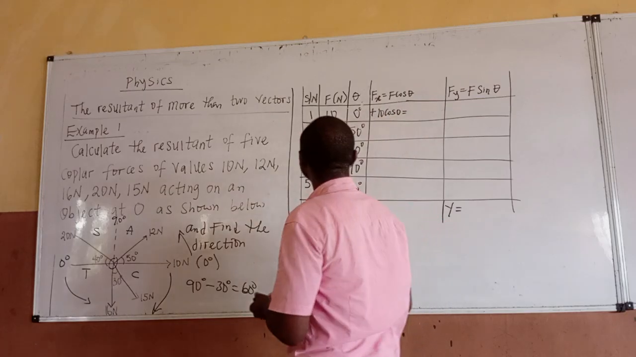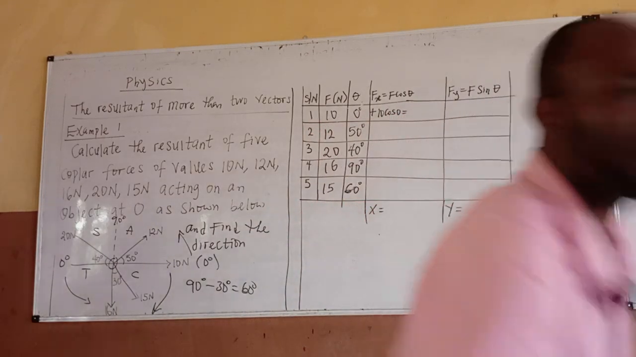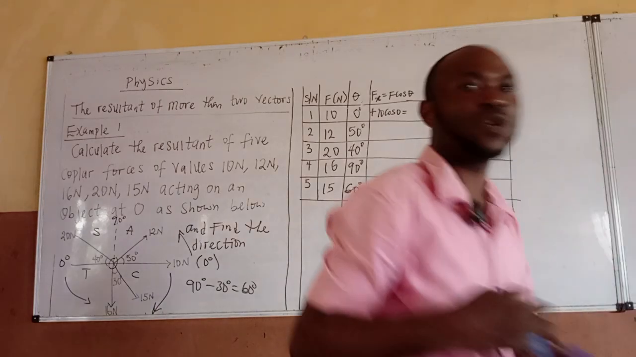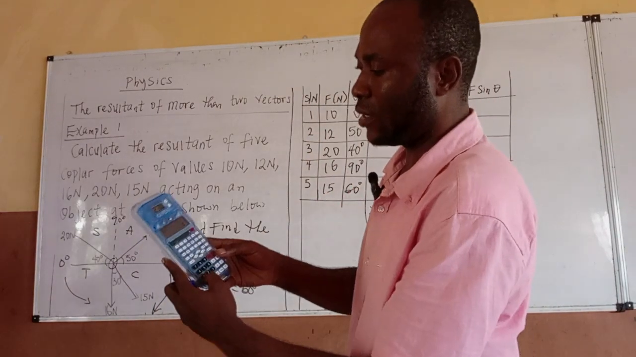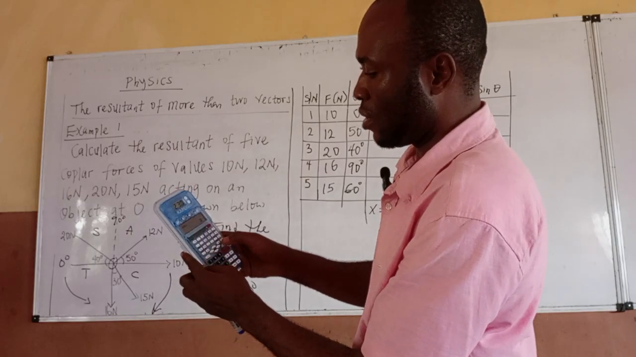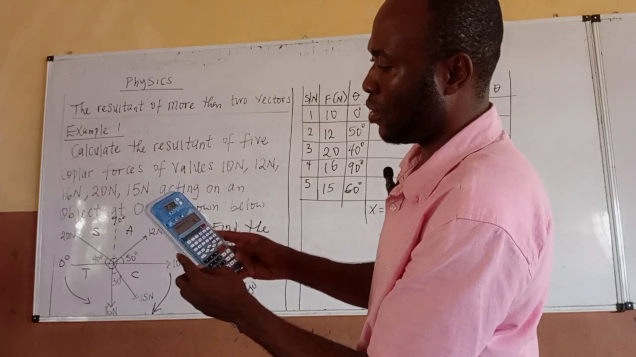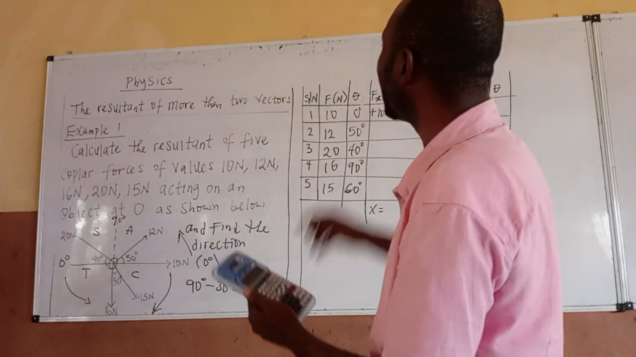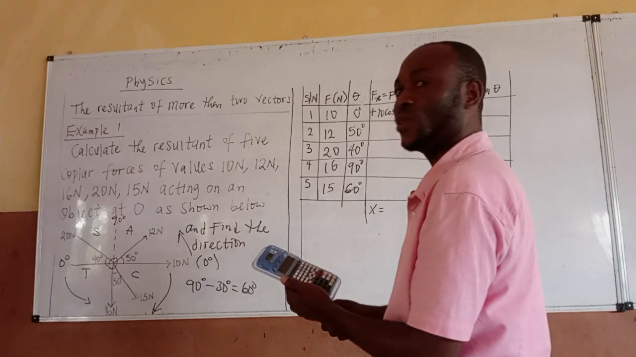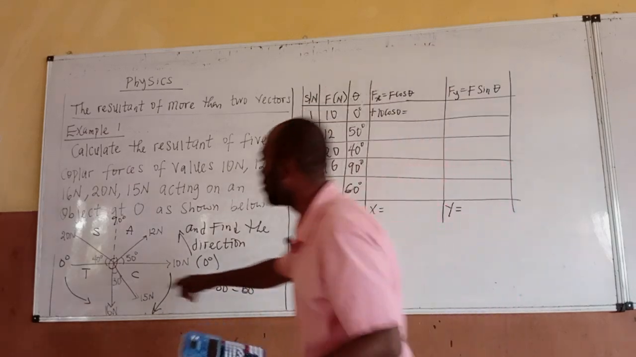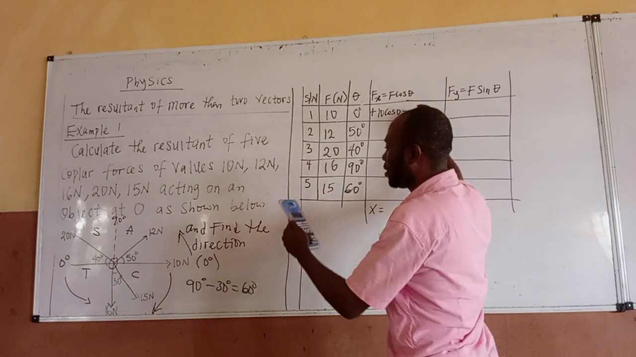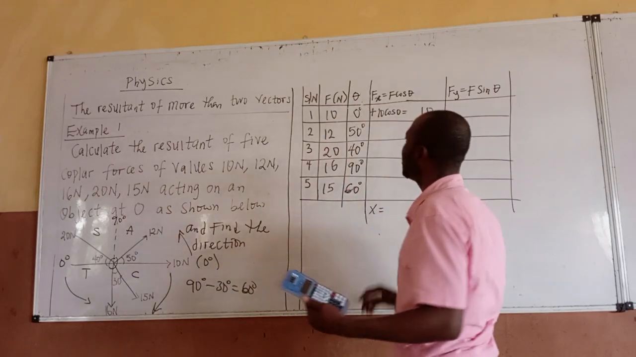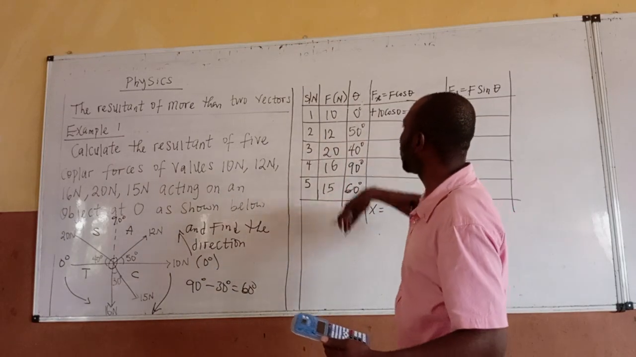Now take your calculator and punch it. Those that know it already will know it. You just punch 10 times cos 0, and that will give you 10. It is to tell you that cos 0 is 1, because you can see there is a horizontal component. So you have your answer as plus 10.